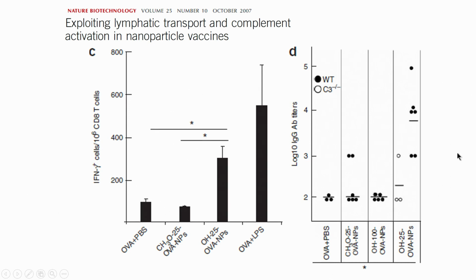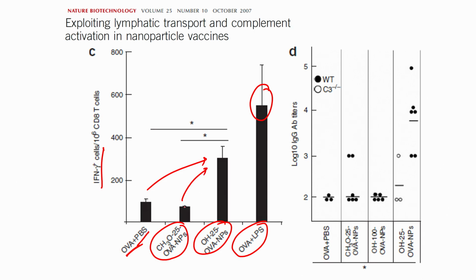And then you can exploit this to see what happens if you deliver an antigen. In this case, ovalbumin along with PBS, or ovalbumin along with these particles, or the positive control, which in this case is LPS. Now you see that you can get quite a lot of interferon gamma cells, which shows a functional increase. You do not get as much as with LPS, but compared to naive and compared to non-nucleophilic particles, you get a much higher response. Similarly, the antibody titers can also be measured.